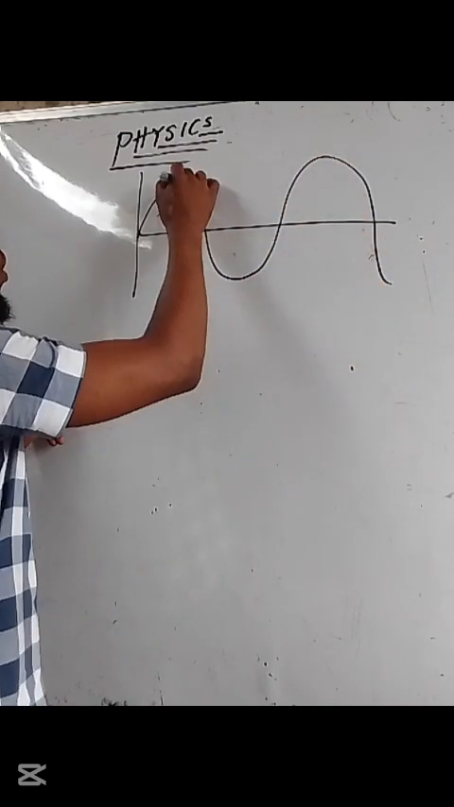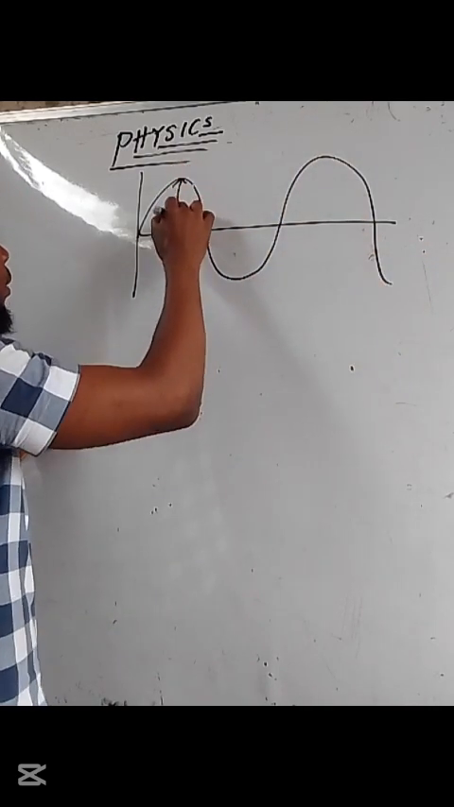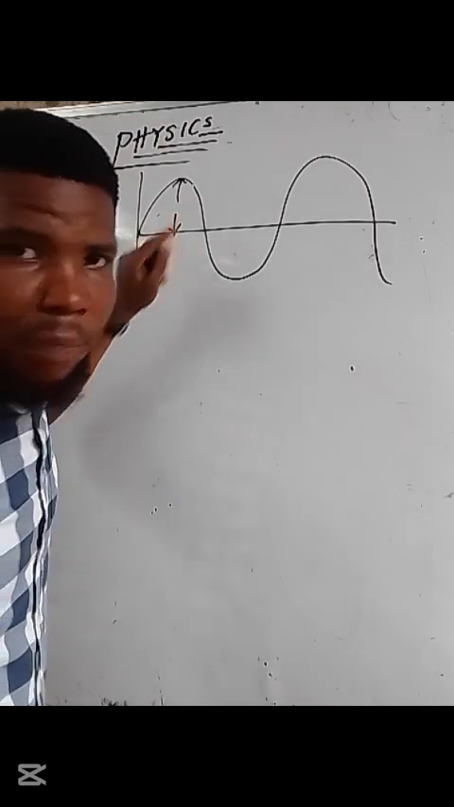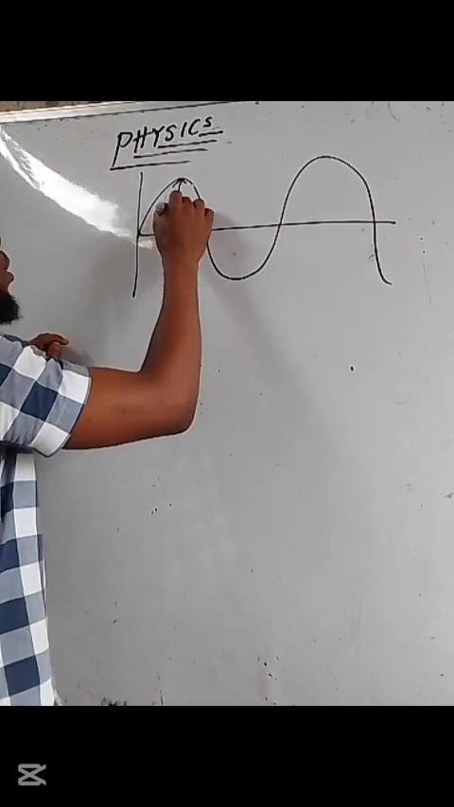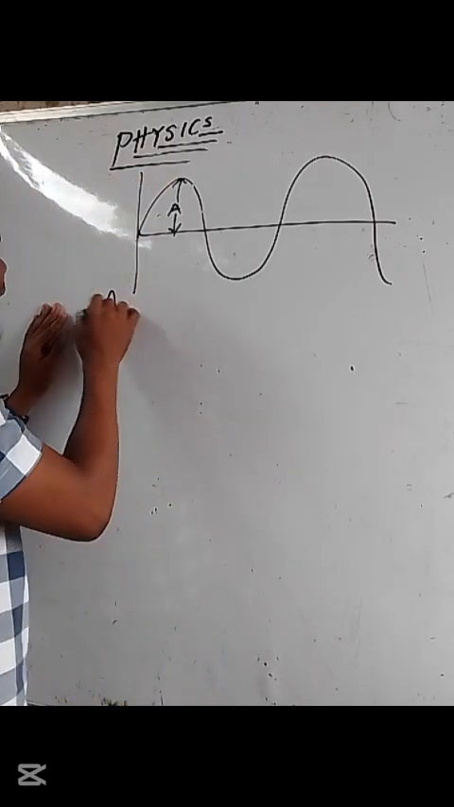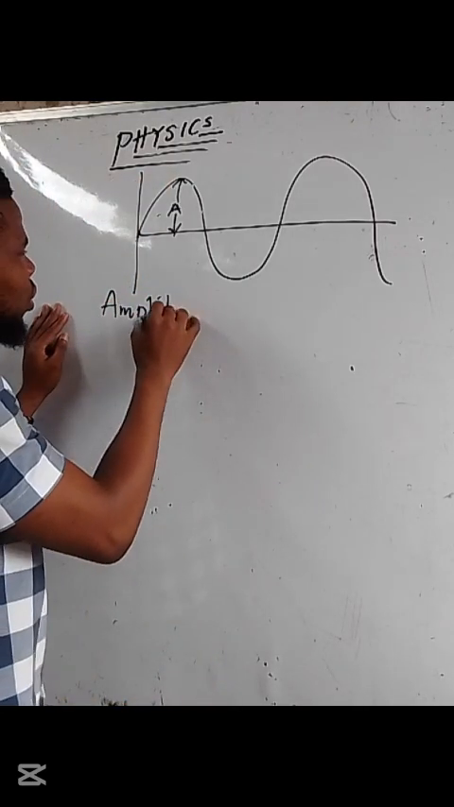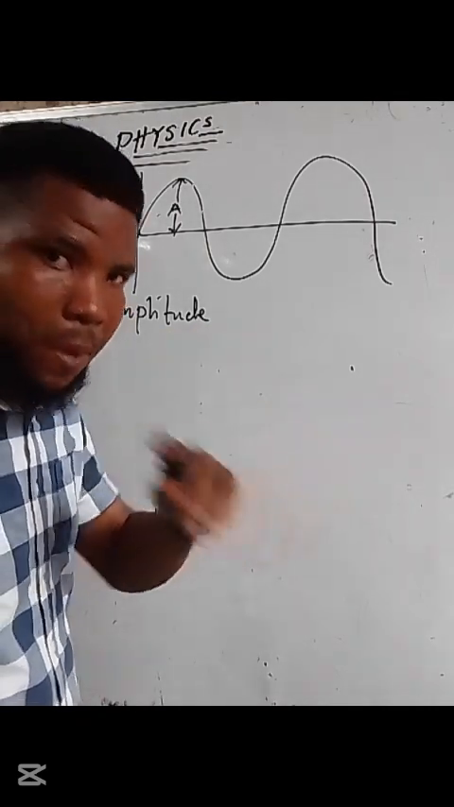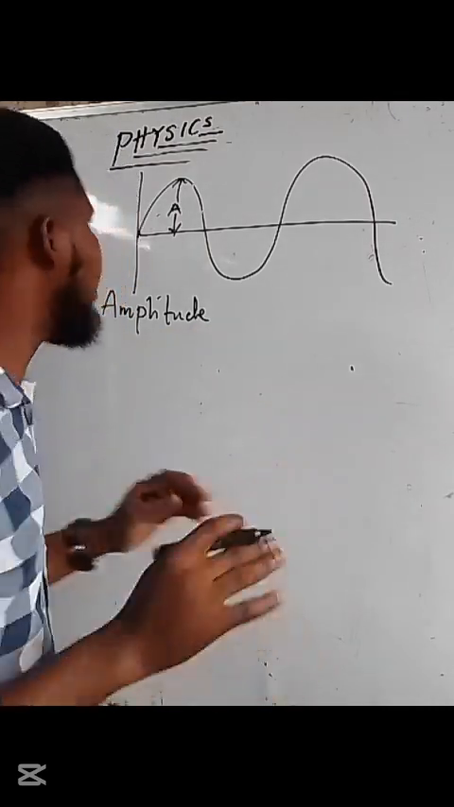So the maximum displacement of the medium itself is called amplitude. So this is it. From here to here, amplitude. So what is amplitude? Amplitude is the maximum displacement of the wave particle or medium. Are you getting it now?